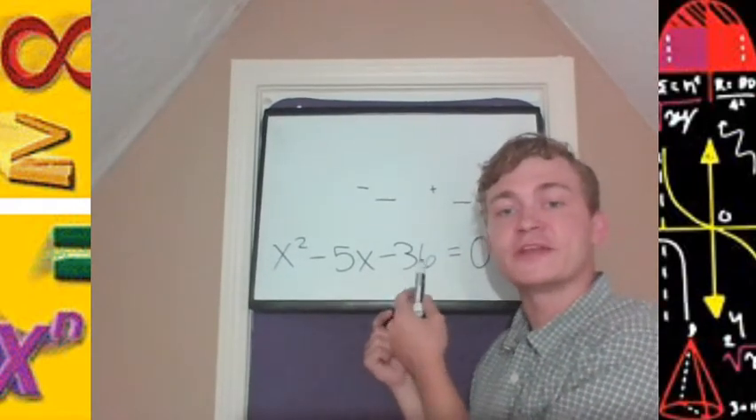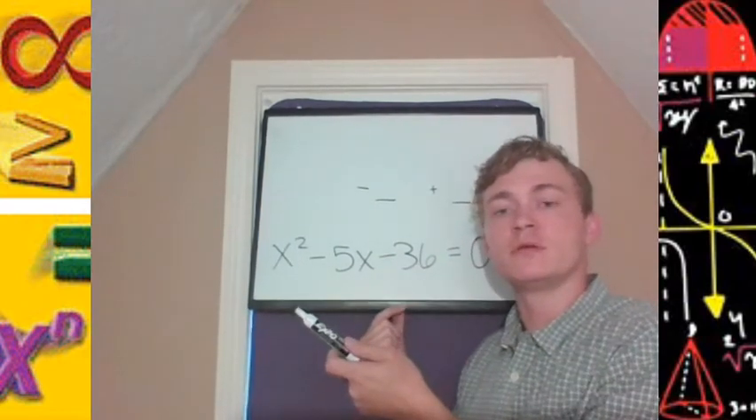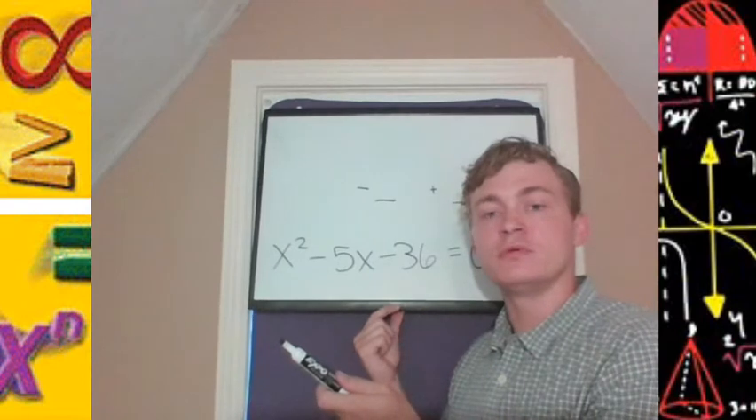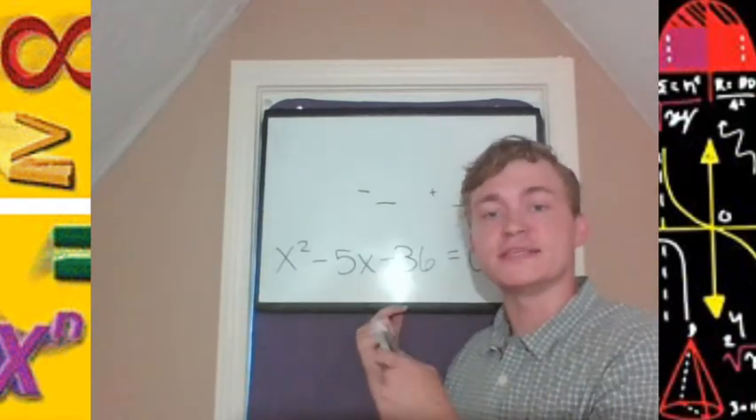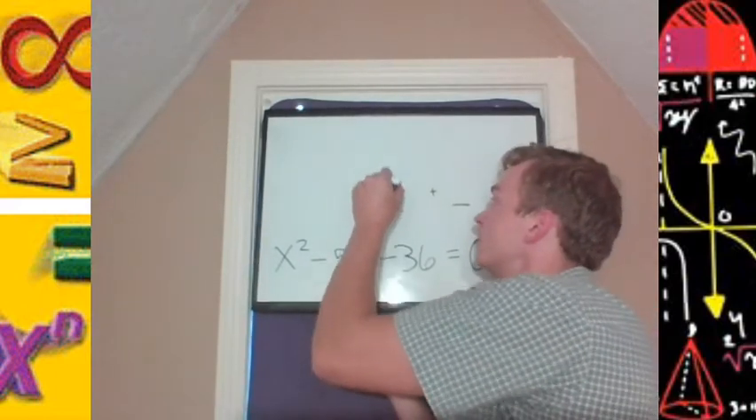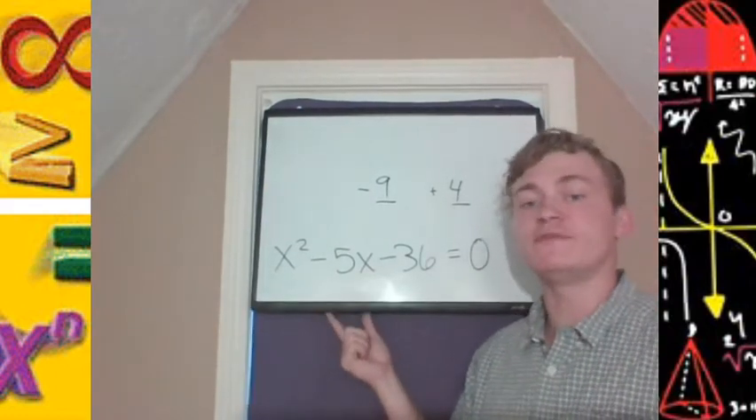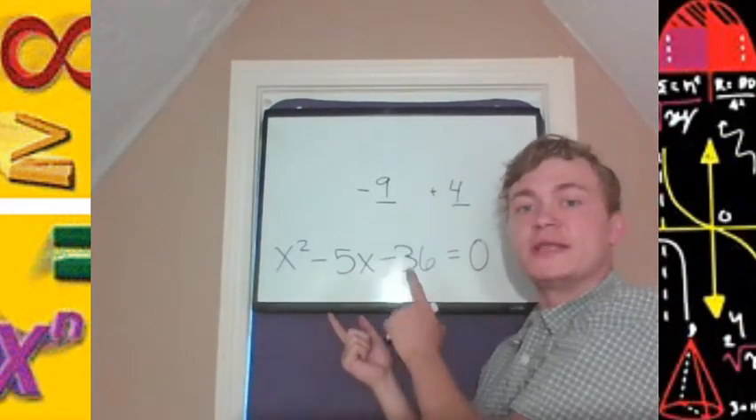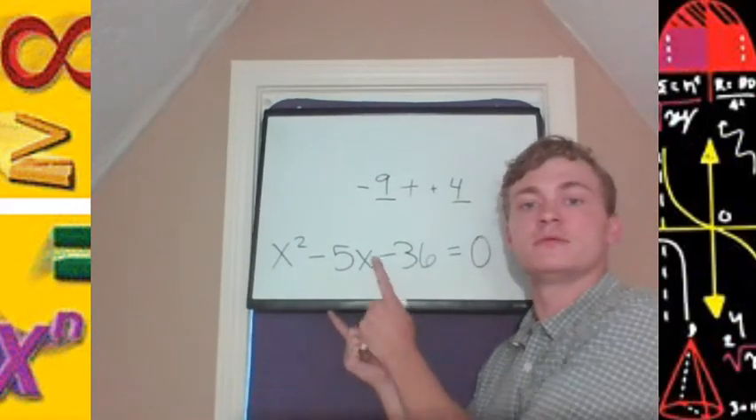So what are the factors of 36? We'll start with the easiest, 36 times 1, 18 times 2, 9 times 4, and 6 times 6. Can any of those combine in a way to give us negative 5? Of course, running through those possibilities, negative 9 and positive 4. They multiply to give us negative 36. They combine through addition to give us negative 5.